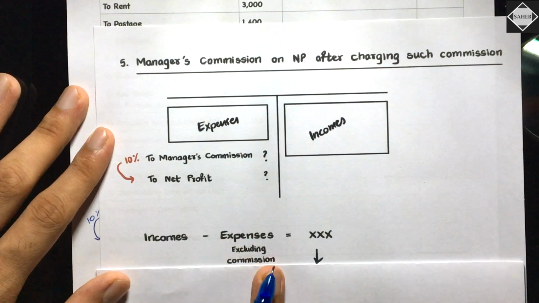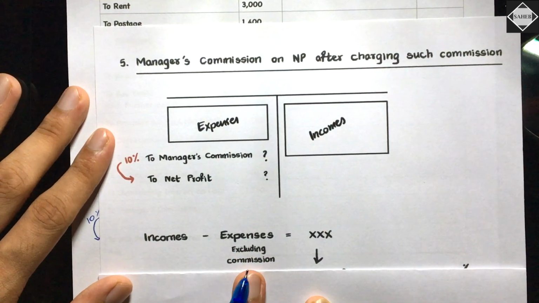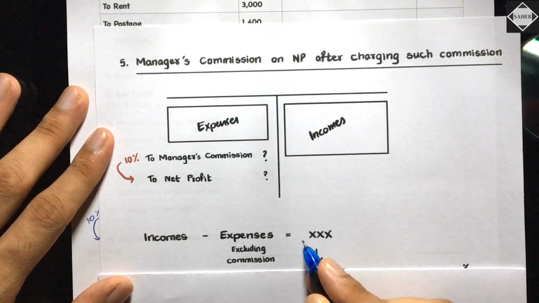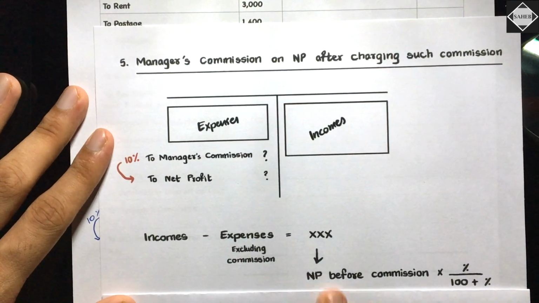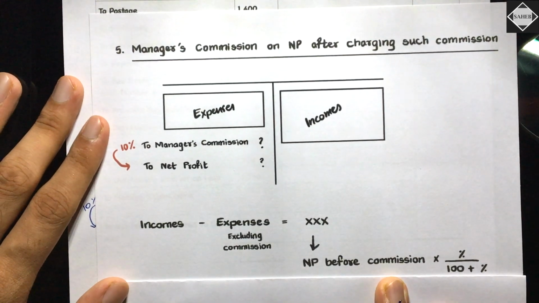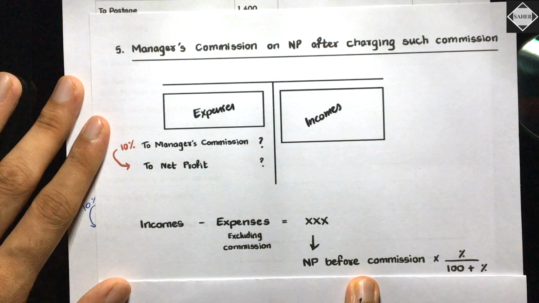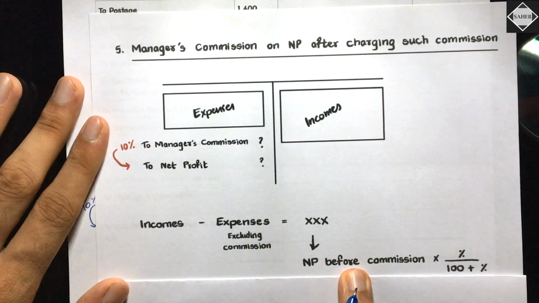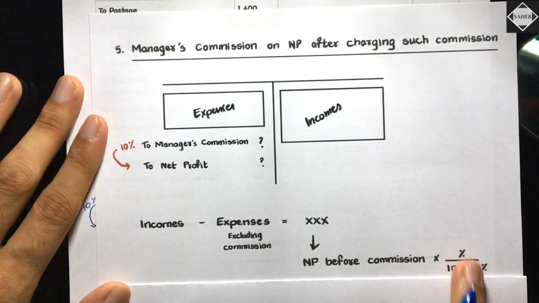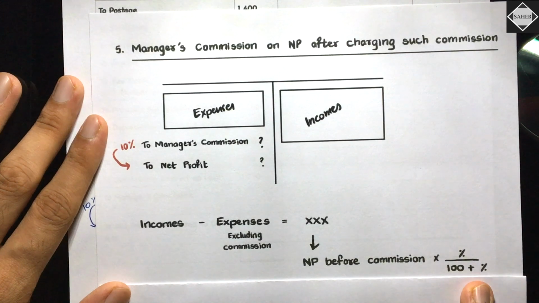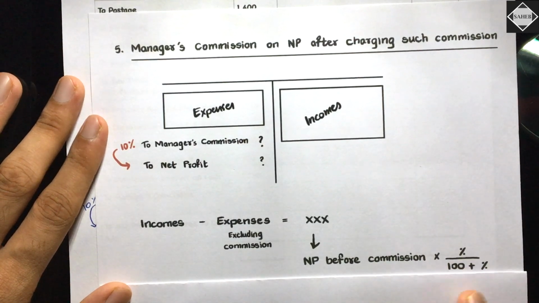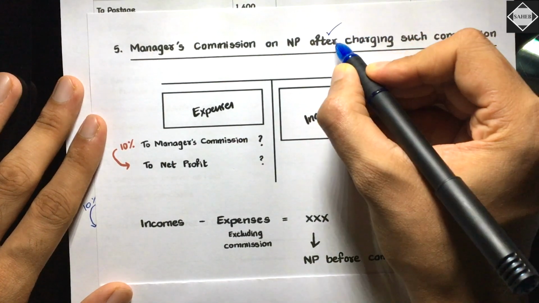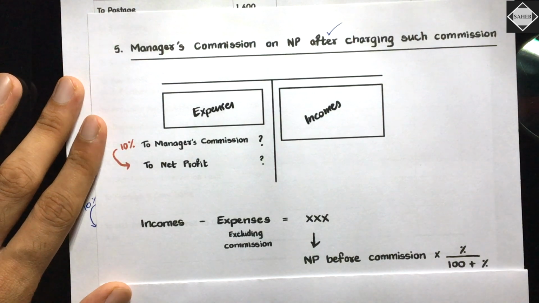Incomes minus expenses excluding manager's commission. Then you will get an amount. That amount is called net profit before commission, because we have excluded the commission. And on this we have to apply this formula, percentage divided by 100 plus percentage. When will you apply this formula? Only when "after" is given. Is it clear? Okay, understood.